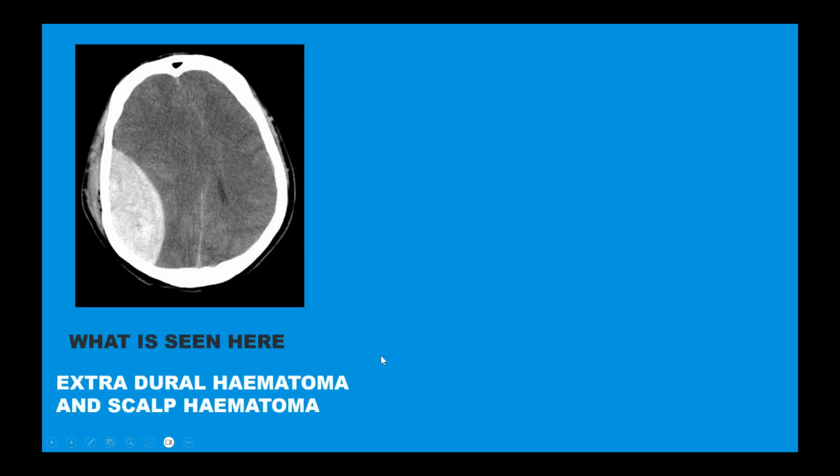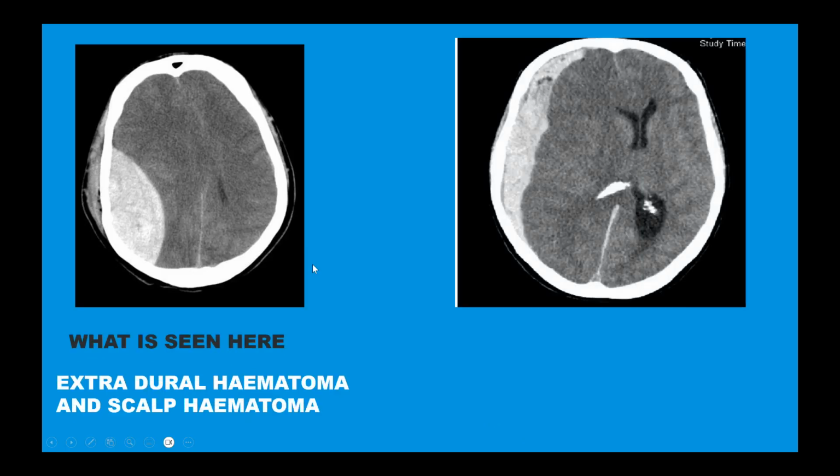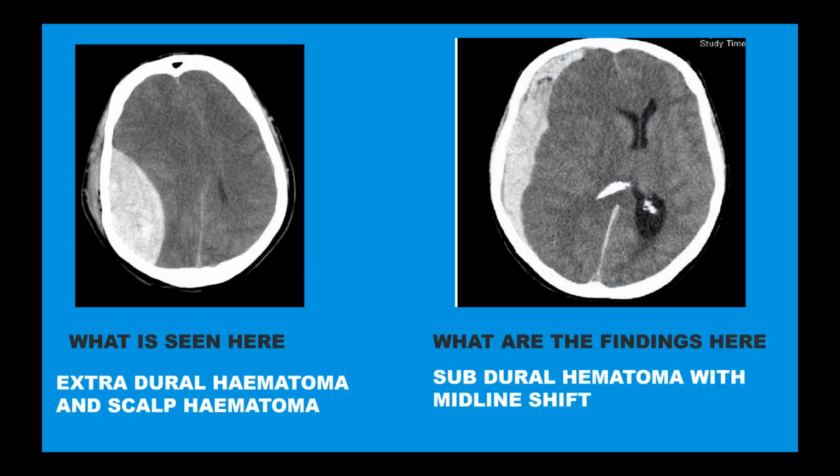EDH. Extradural hemorrhage. Subdural hematoma and scalp hematoma is also there. See, this is the scalp hematoma. We should not miss that also. What is it? Subdural hematoma with midline shift. Good.